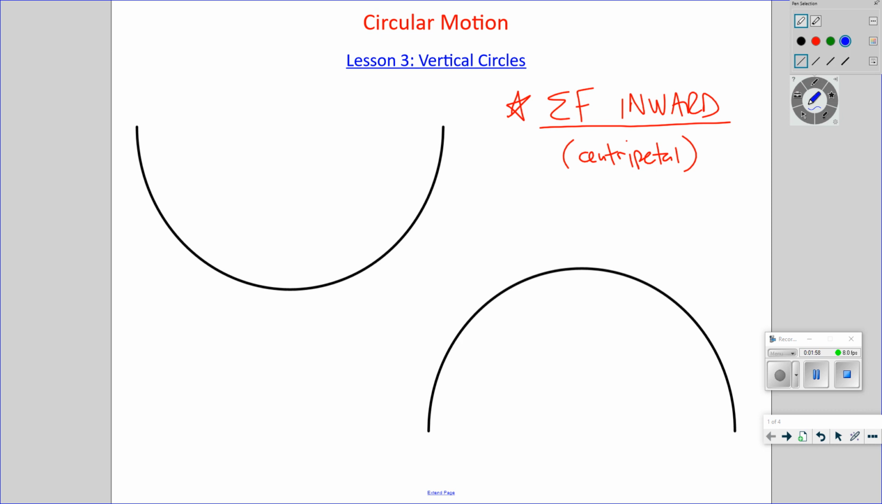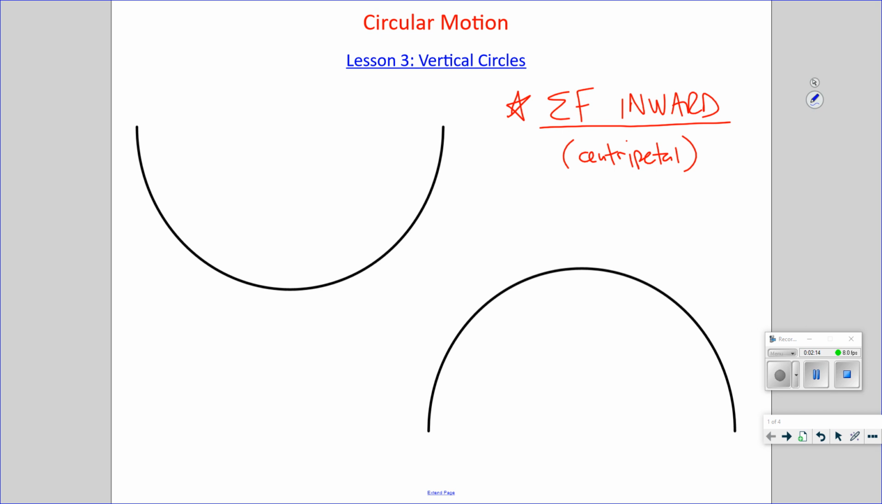Okay, so we've talked about primarily things that move in horizontal circles, which is to say that if you trace the path that an object follows, that path is a circle that lies in a horizontal plane, like parallel to the floor. All right, but now we're going to talk about objects that move in paths that are circles, or maybe parts of circles, but that lie in the vertical plane.